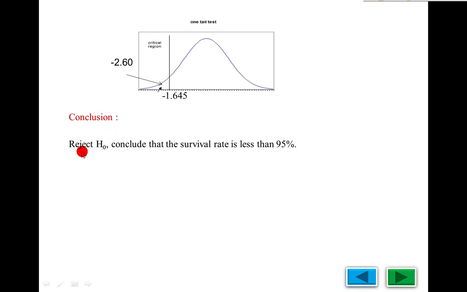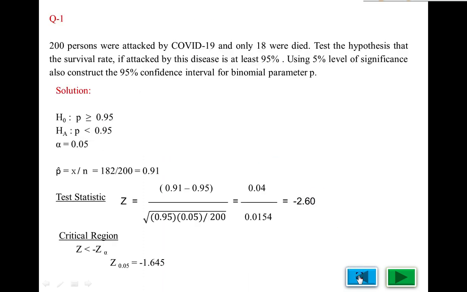So the conclusion is reject H0 and conclude that the survival rate is less than 95%. Reject this H0. We always test the null hypothesis. Rejecting H0 means the claim that the survival rate is at least 95% is rejected. We are rejecting it, meaning less than 0.95. So you can say the survival rate is less than 95%.